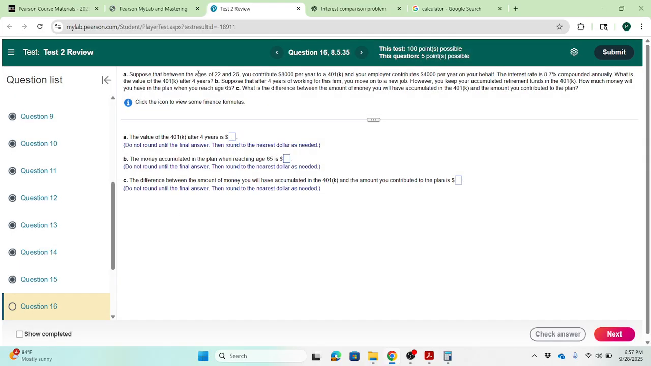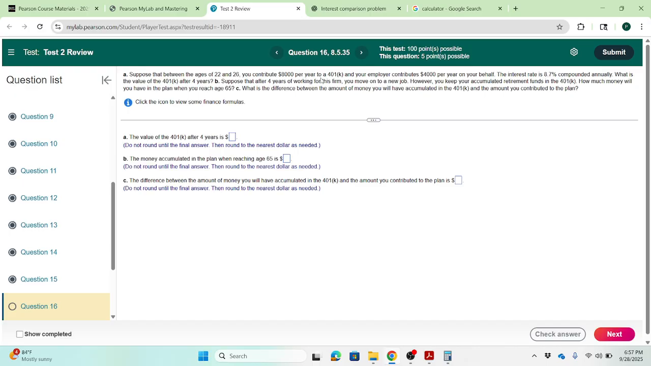Okay, suppose that between the age of 22 and 26, you contribute 8,000 per year to a 401k, and your employer contributes 4,000 bucks per year on your behalf. The interest rate is 8.7% compounded annually. What is the value of the 401k after 4 years?